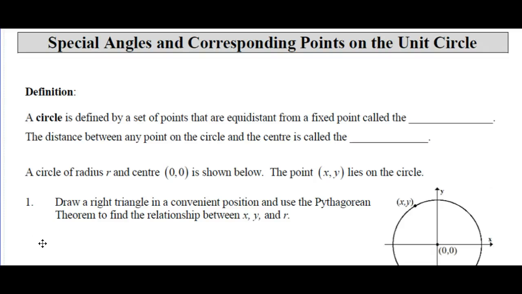Okay, so special angles and corresponding points on the unit circle. This thing here, you need to memorize it. You need to know all of these special angles off by heart, be able to just recall them, and that goes for 30 and 31. So if you're going into 31, don't forget all of this stuff that you're about to learn now.